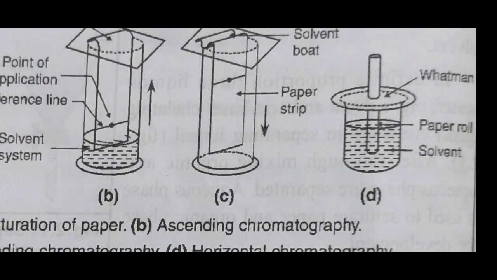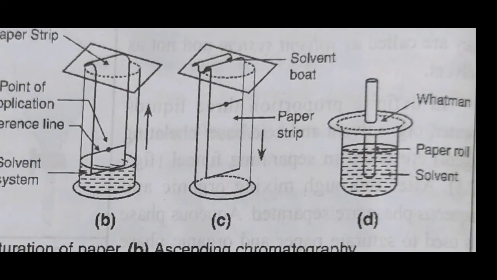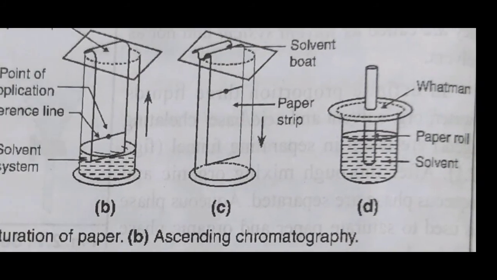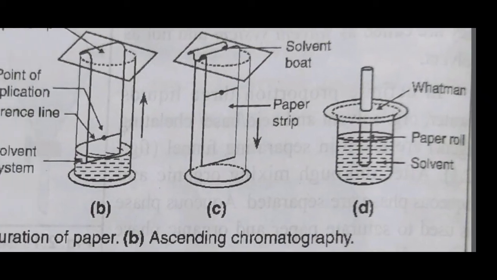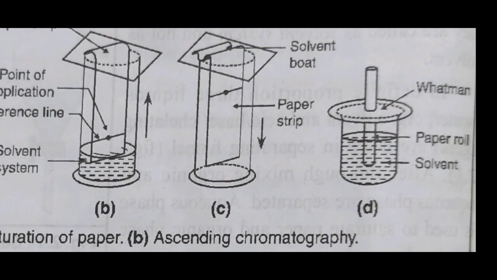In diagram C, the solvent boat is above the chromatography paper jar. Then the paper strip, and here the solvent moves in a downward direction. Therefore diagram C is the example of descending chromatography. And diagram D is the radial or circular chromatography. Here the Whatman paper is in radial form, not in a strip. Then here we have the paper roll and solvent. This diagram D is the radial chromatography.